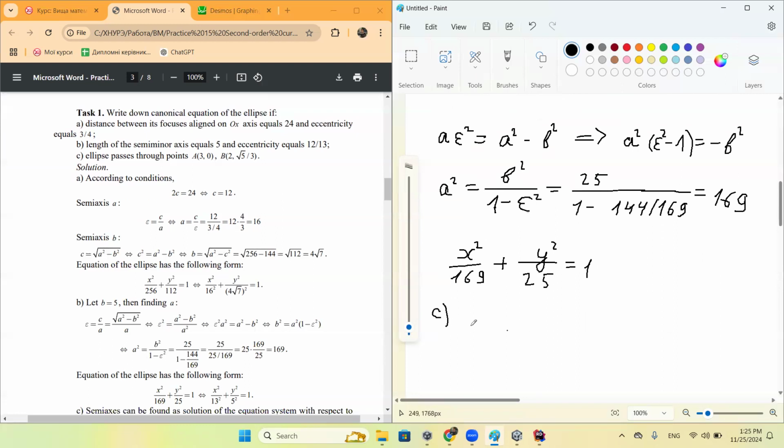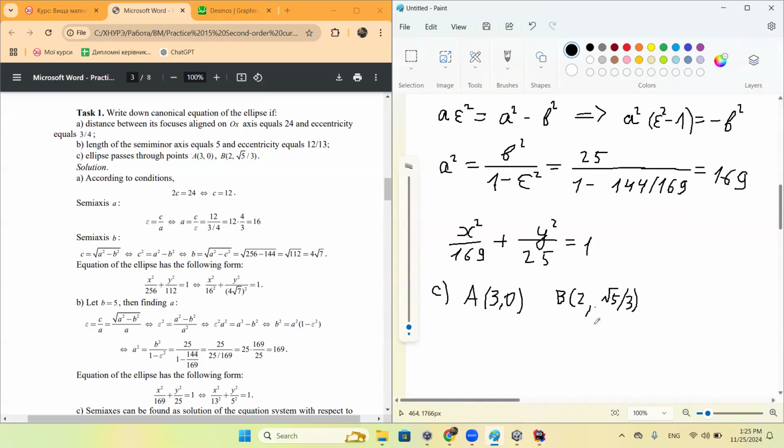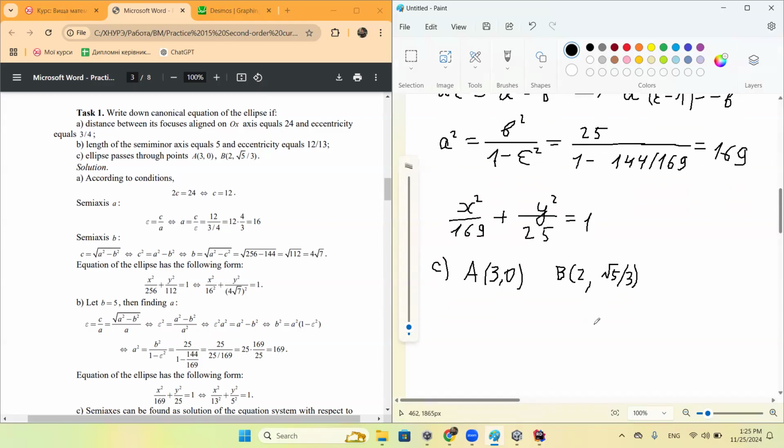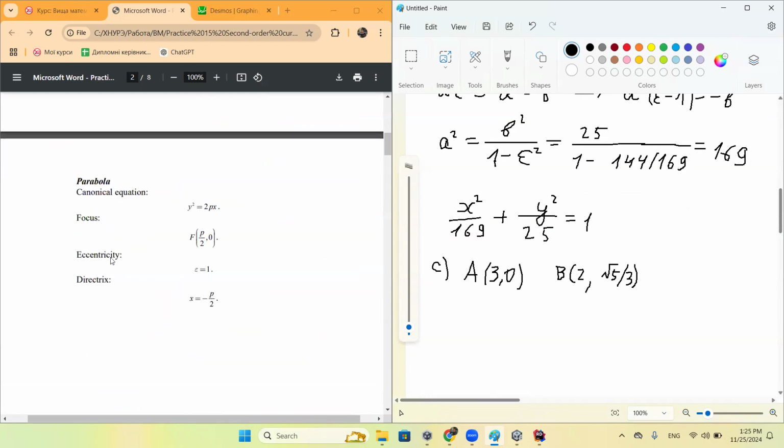Then part C. So we know that the ellipse passes through the points (3, 0) and (2 square root of 5 by 3). How to solve? Any ideas? Suggestions? What could you suggest how to solve? We'll just show the formula of the ellipse. Yes, of course, I will show you the formulas.